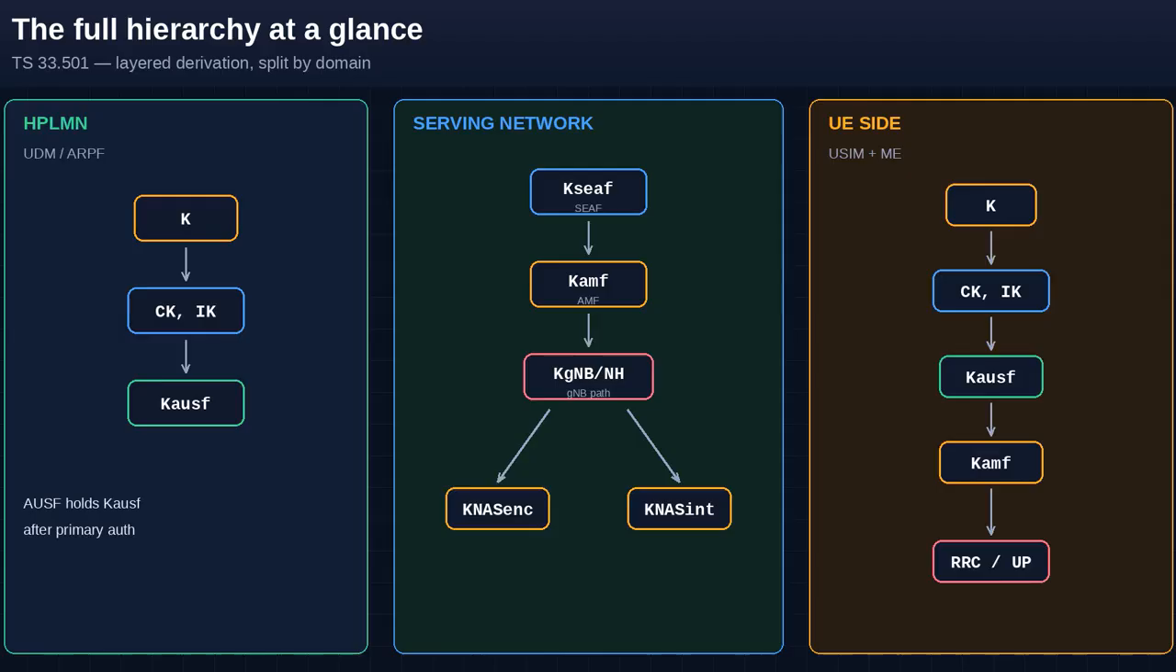Right column, UE. USIM holds K. ME derives the chain in lockstep, KAUSF, KSEAF, KAMF, then RRC and user plane keys for the active gNB.